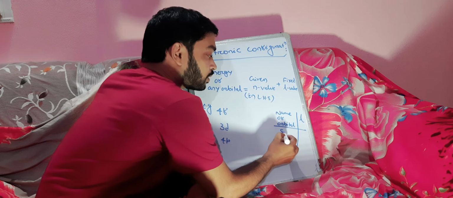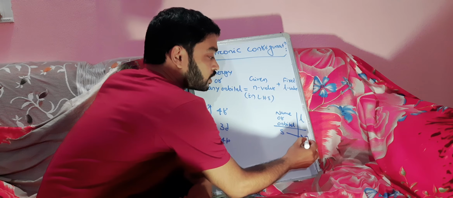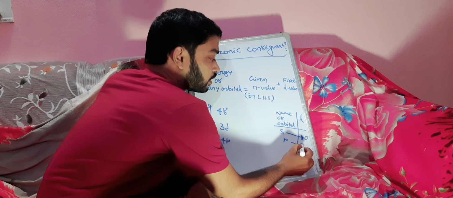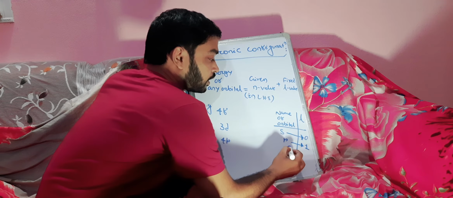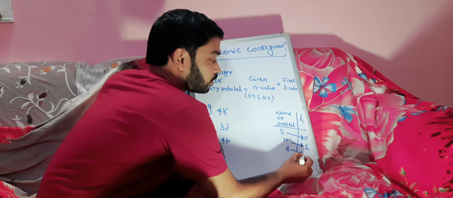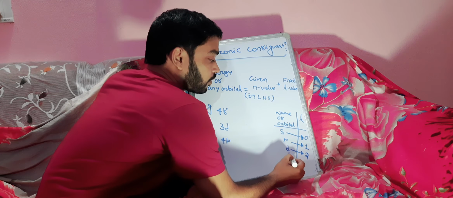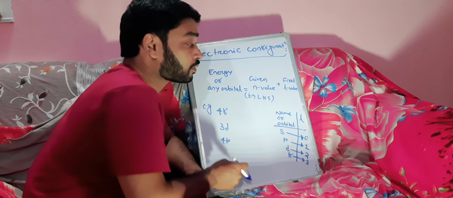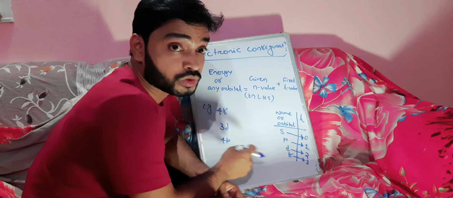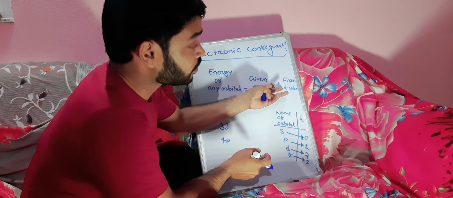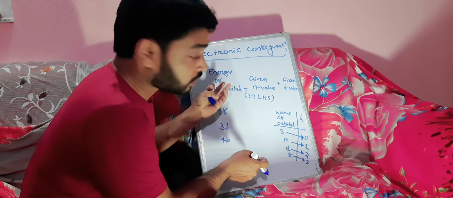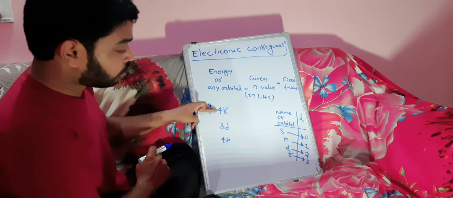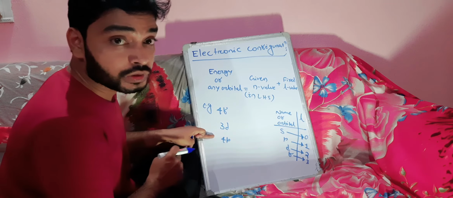That means S orbital has the L value that is 0. P orbital has the L value that is 1. D orbital has the L value that is 2. F orbital has the L value that is 3. So they are the fixed L values which will be used for the orbitals. The n value, these whole numbers express the n value.